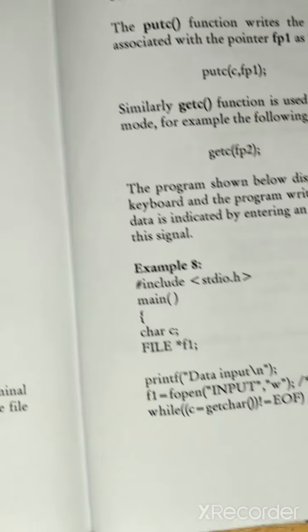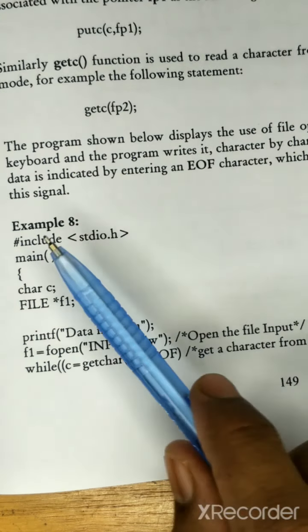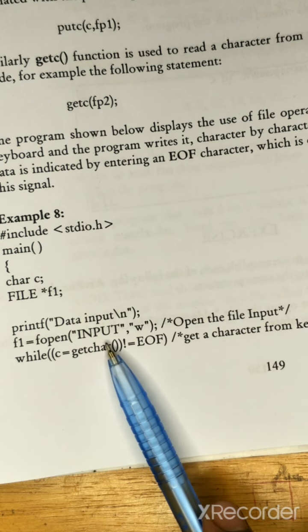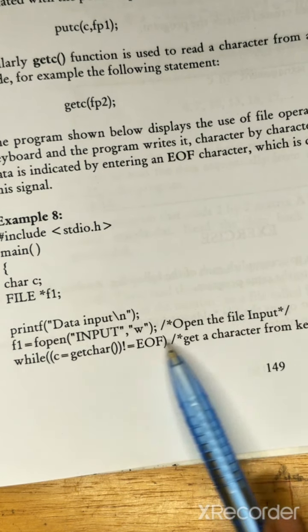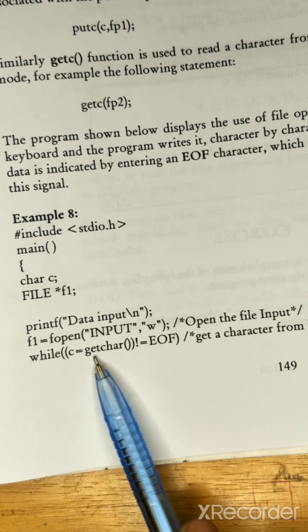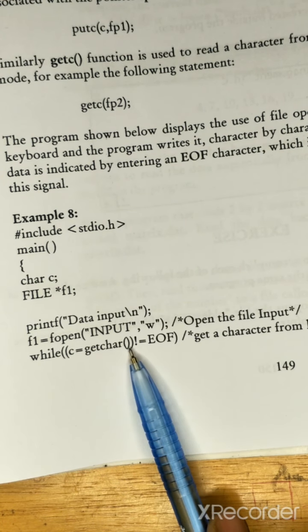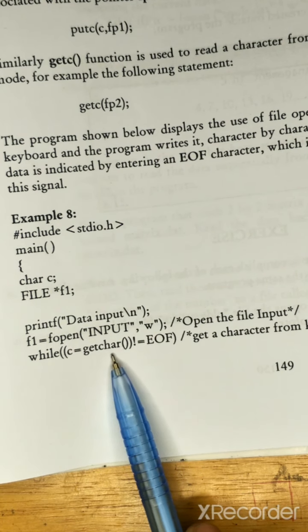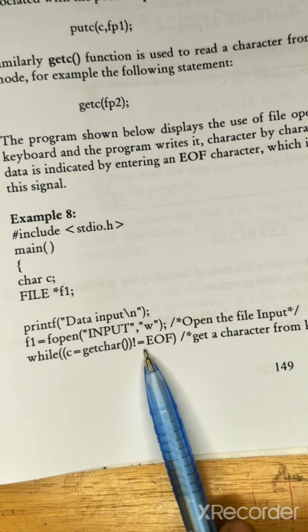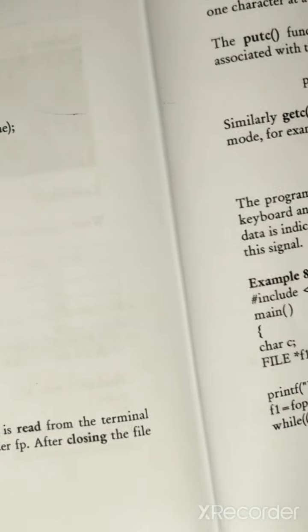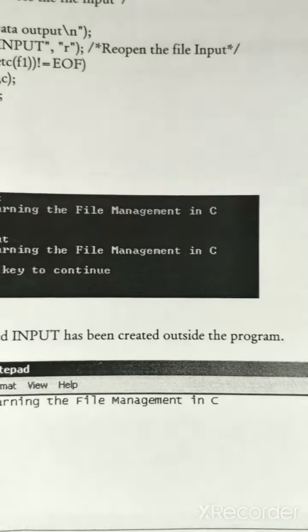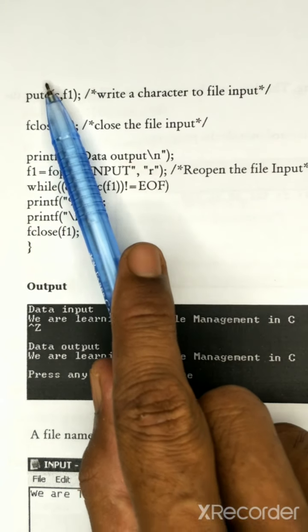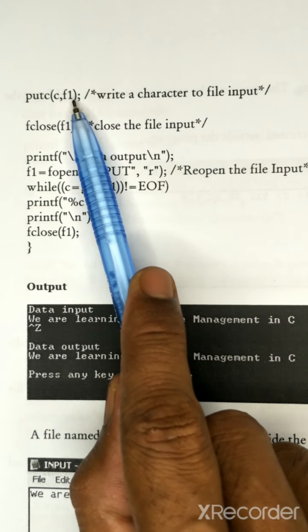Okay, so look at this example here. It prints "data", and F1 is opened. This is the input we need to write. And then while c = getchar, whatever it is. getchar, this is what we get from the screen. As long as it is not end of file, here we putc. This is what we put in the file. Which file? F1. What character? c.